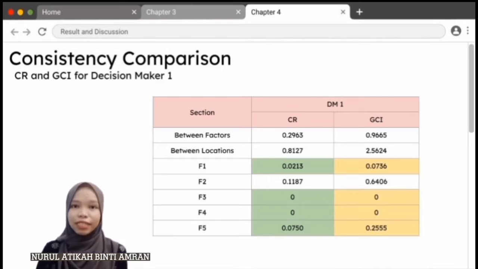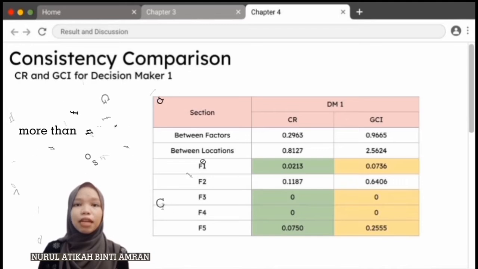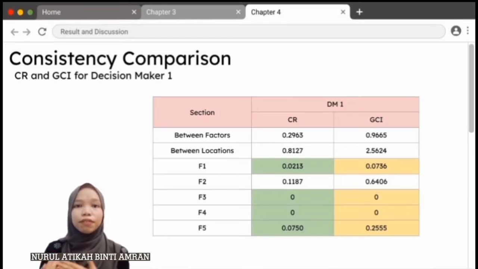Decision maker 1 has 4 CR values that lie below the threshold of 0.1, which are 0.0213, 0, and 0.075, highlighted in green color. For the GCI values, highlighted in yellow color, decision maker 1 has 4 GCI values that are less than the threshold value of 0.31, which are 0.0736, 0, and 0.2555. Thus, more than half of the CR and GCI values of decision maker 1 are less than the threshold values of CR and GCI.